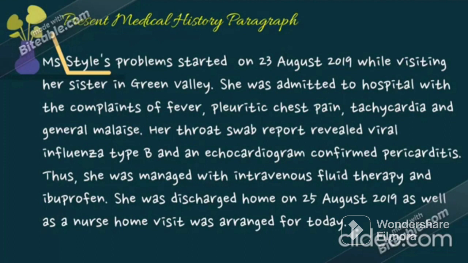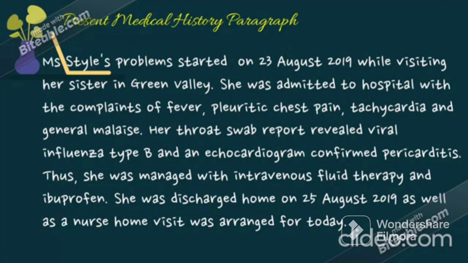Ms. Styles' problem started on 23 August 2019 while visiting her sister in Green Valley. So here, Ms. Style, apostrophe Styles, that is a name, apostrophe S should be there. In this case, we can write Style apostrophe S, because we have to pronounce it like Ms. Styles. So we will not write it like that. Like this, we can write it in the OET letter. Problems started on, we will start with the first date, while visiting her sister in Green Valley.